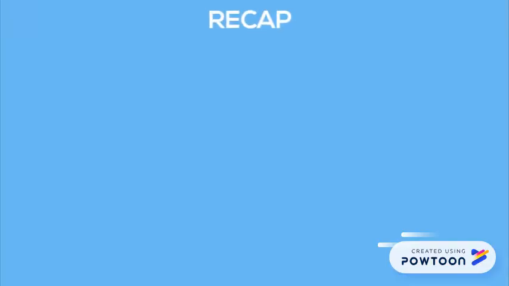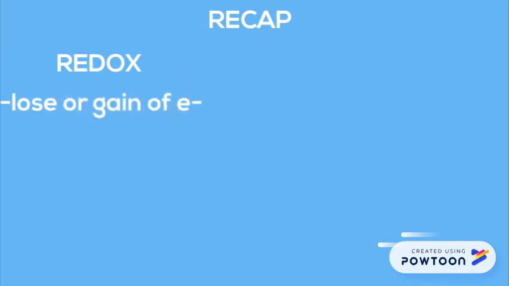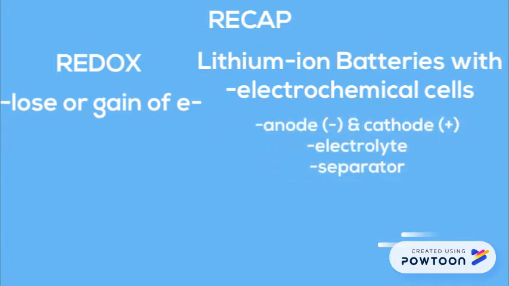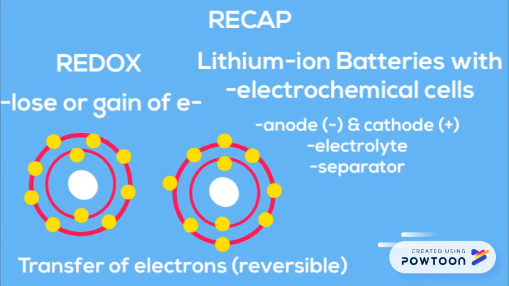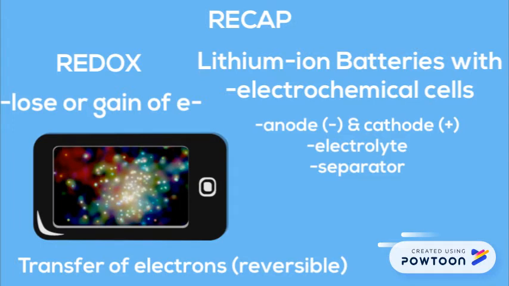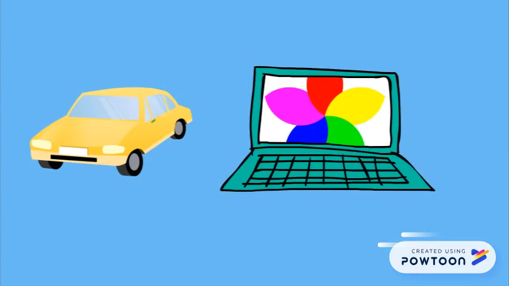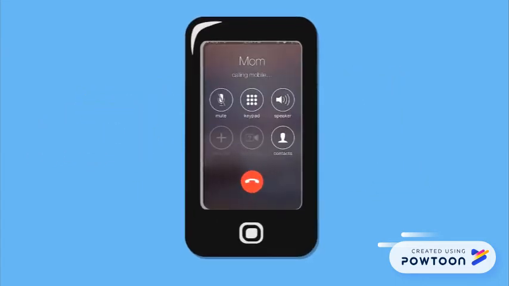Let's recap. Redox reactions are those that involve the loss or gain of electrons. They power electrochemical cells. The certain parts of electrochemical cells help aid in the transfer of electrons. The transfer of electrons in the cell will provide the electrical current that will allow you to use your phone. The chemistry of lithium-ion batteries is now being used to power cars, computers, and so much more. The next time your phone rings, try and remember the awesome processes that create its power.